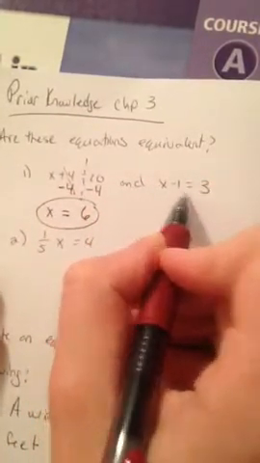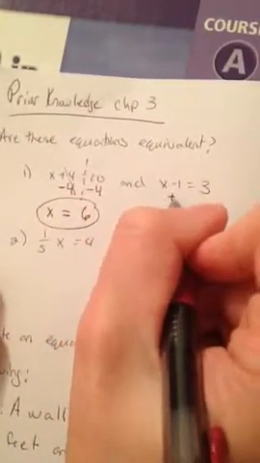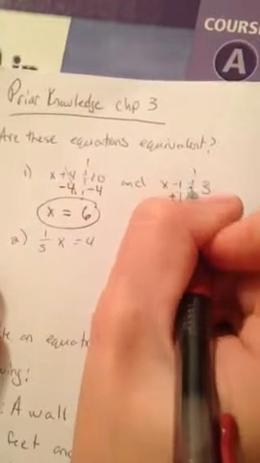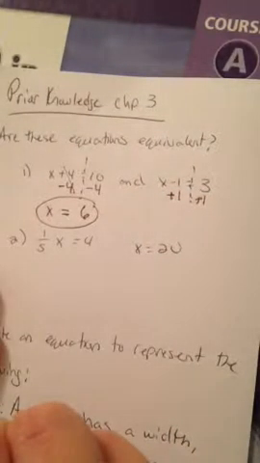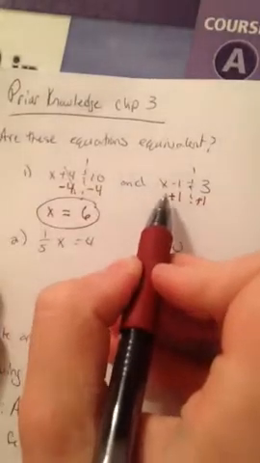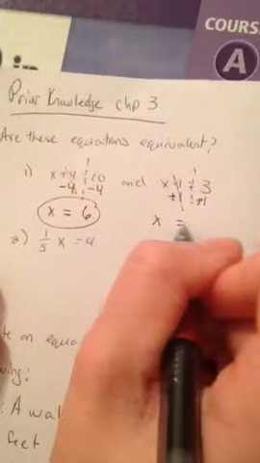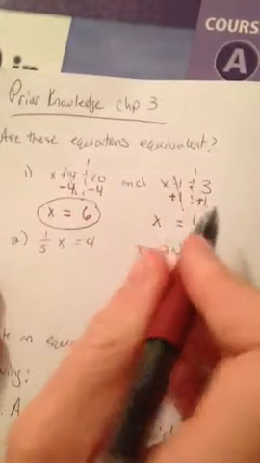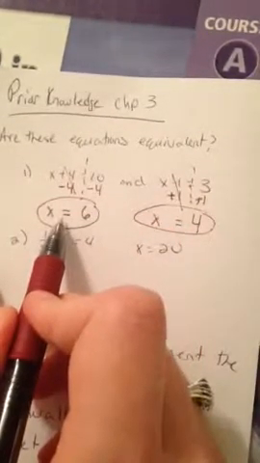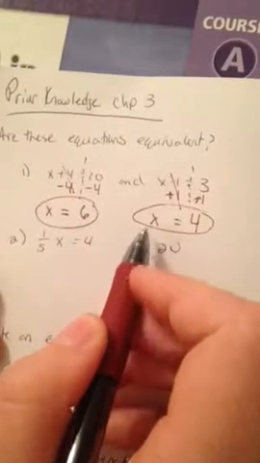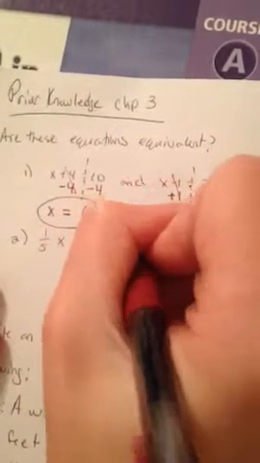Now I'm going to solve this one. X minus 1 equals 3. So I'm going to add 1 to both sides. And when I say both sides, I mean both sides of the equal. And then I get x minus 1 and plus 1 cancel, equals 3 plus 1, which is 4. So x equals 6 here and x equals 4 here. So these two are not equivalent. So the answer is no.